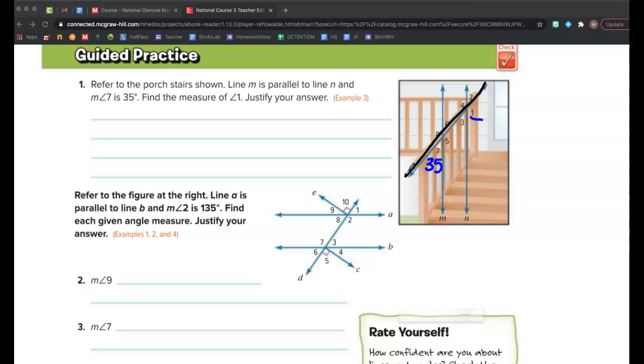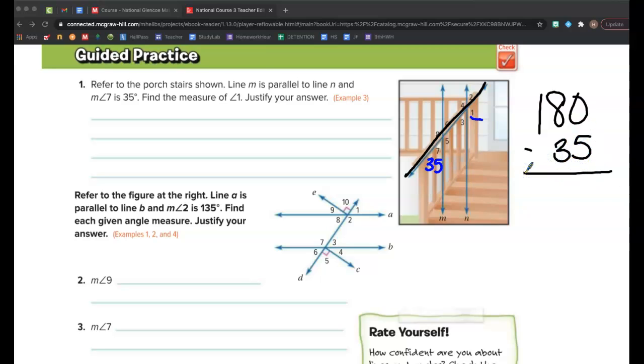Same side. So then I have 3 options. Are they both on the inside, both on the outside, or is one on the inside, one on the outside? Both on the outside. They're both on the outside, so that means same side is consecutive, outside is exterior. So they are supplementary, which means they equal 180. Okay, so if I know that one of them is 35, how do I find the other?